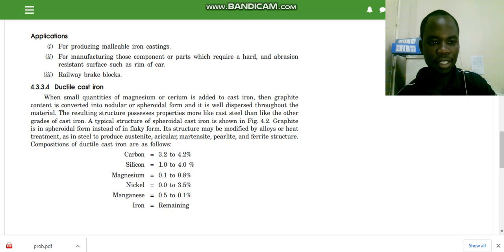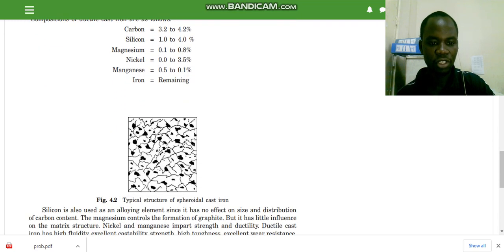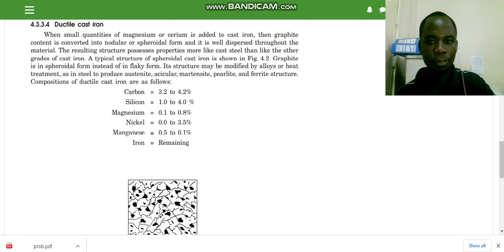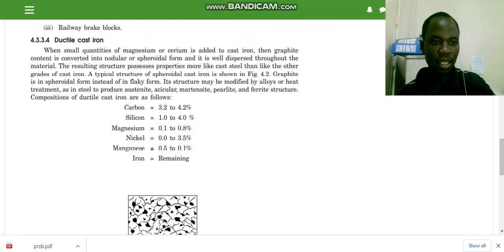Then graphite content is converted into nodular or spheroidal form, and it is very dispersed throughout the material. The resulting structure possesses properties more like steel than like the other grades of the cast iron. A typical structure of spheroidal cast iron is shown in figure 4.2, and I will just show you that. This is the structure, and the graphite is in spheroidal form instead of in flaky form. So you can see the spheroidal form instead of these flaky forms.